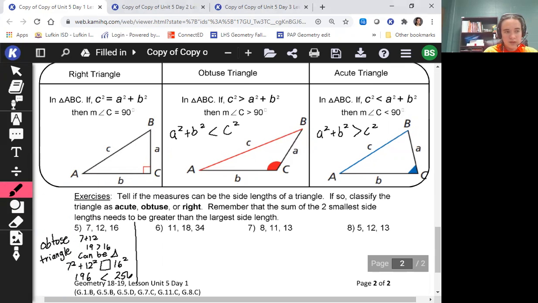Our next one, we're going to do the same thing. We're going to add our two smallest together. So 11 plus 18, and that is 29, and 29 is less than 34. So this is not a triangle. So we can stop there because it's not a triangle, so it can't be right, obtuse, or acute.